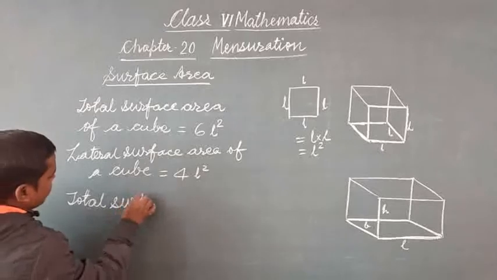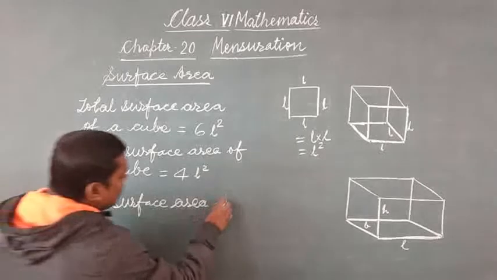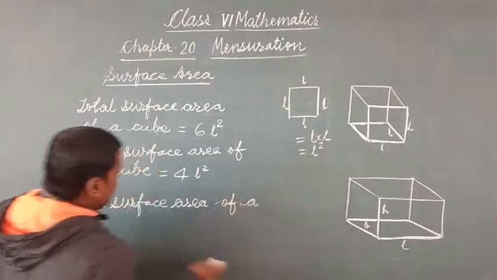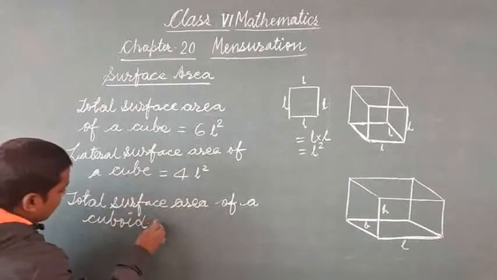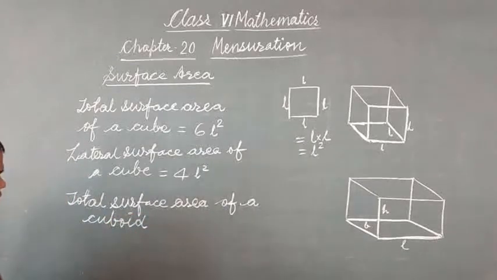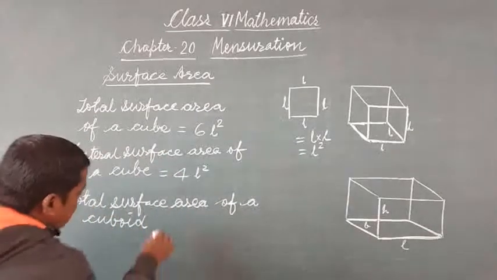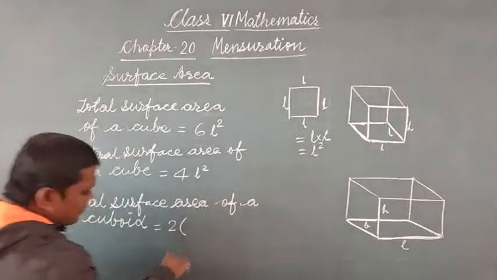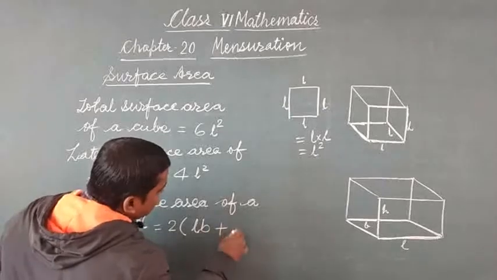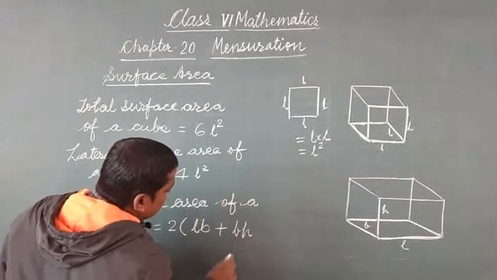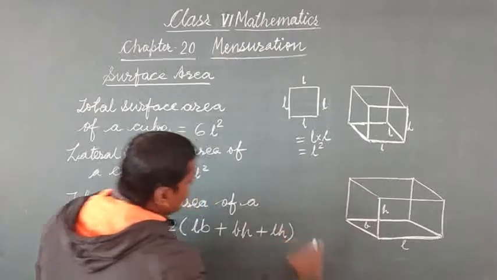Total surface area of a cuboid is equal to 2 times LB, length into breadth, plus BH, breadth into height, plus LH, length into height.